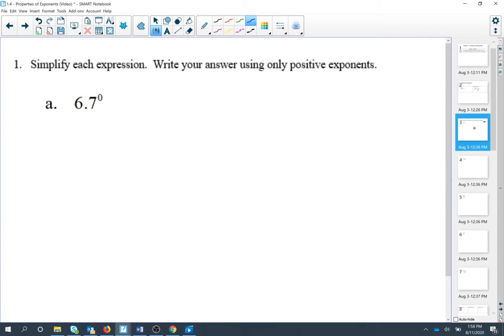So let's take a look at a couple of these examples. So letter A, it says simplify each expression. Write your answer using only positive exponents. Letter A simply says 6.7 to the 0 power. Anything raised to the 0 power is 1. And we're done.